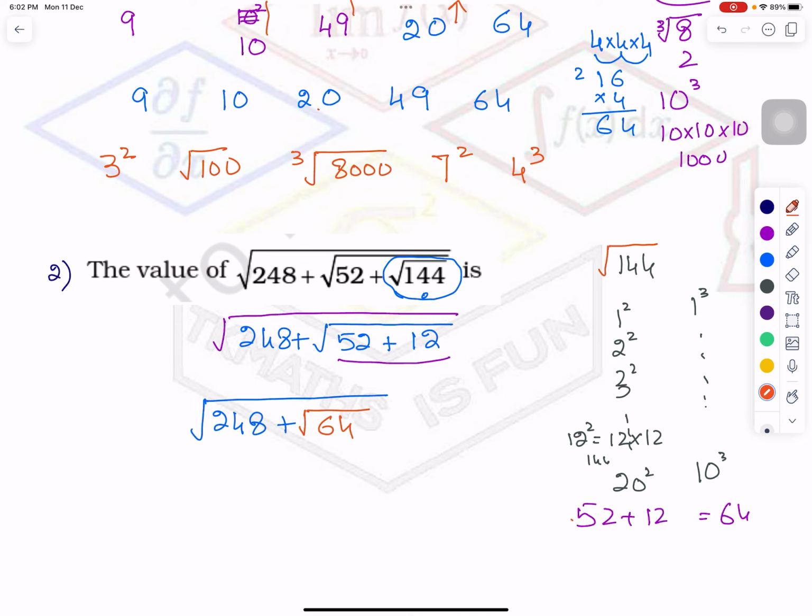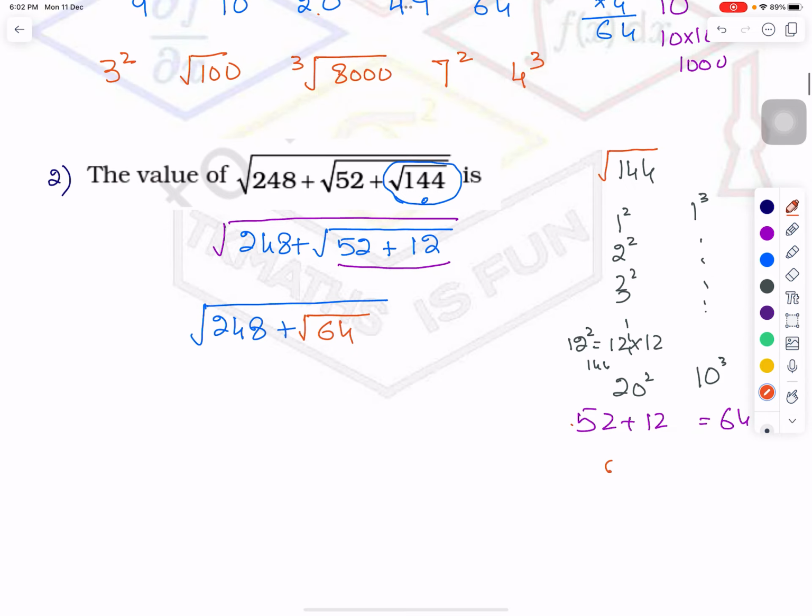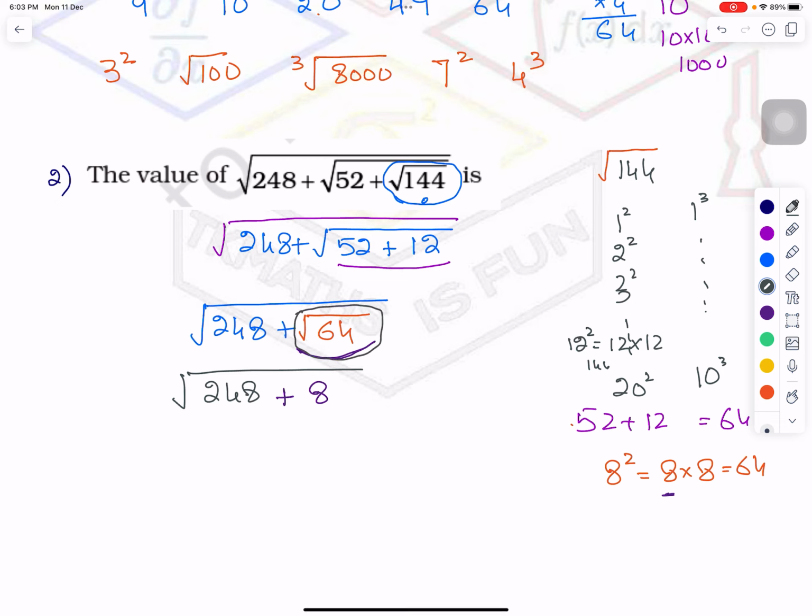So root 64. Now those who remember by heart that 8 square, which means 8 times 8, is equal to 64. So instead of this root 64, what will I write now? 8, because root 64 is 8. So that's why I will write here 8. So plus 8, and the rest I will write as it is. So you understand, this thing has been replaced by 8.